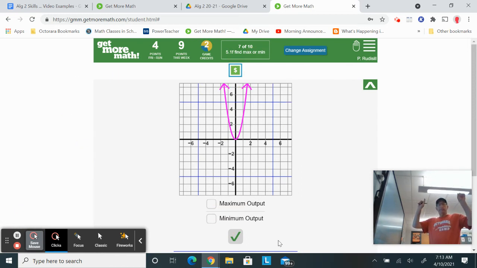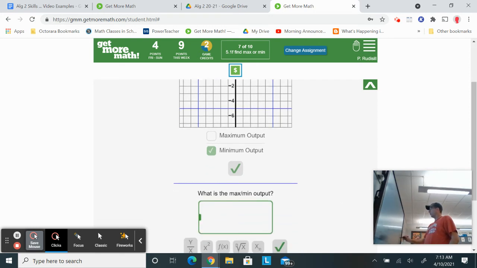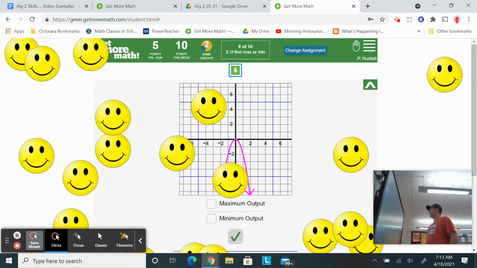Another one, this goes up. So the vertex is down at the bottom. That would be a minimum. What's the minimum value here? Well, the lowest y value is at 0. So you tap in here, you put a 0, click on it, boom.